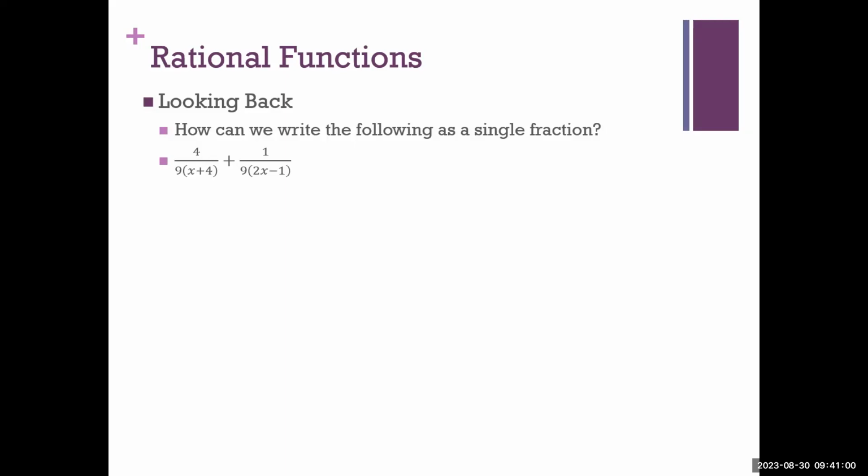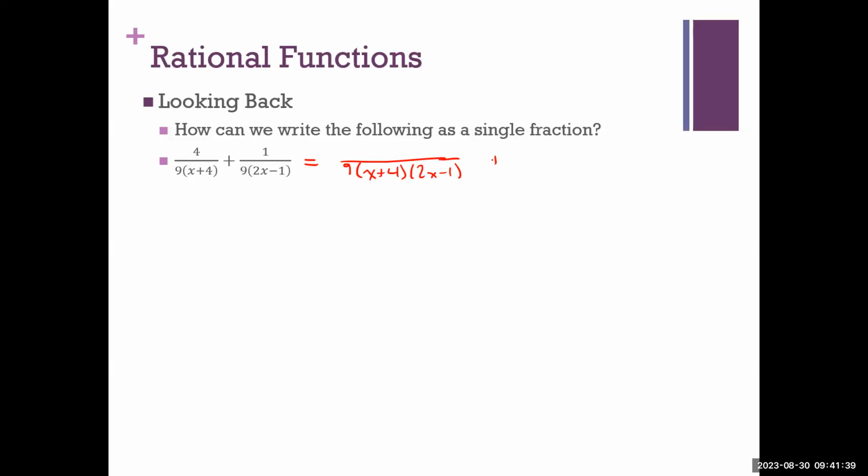The denominators have to be the same, right? So I've got to find a common denominator, which I don't have right now. What would a common denominator be for these two fractions? They don't really have anything in common in the ways we would want, well, I'm sorry, they do have something in common, the 9, but really the common denominator is going to have to be 9 times x plus 4 times 2x minus 1.